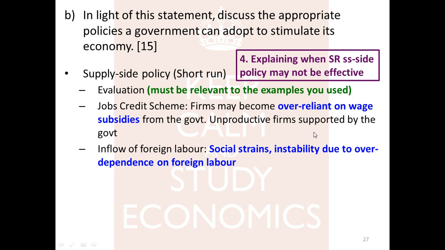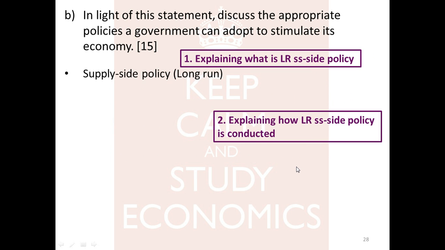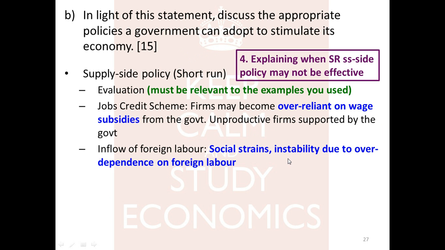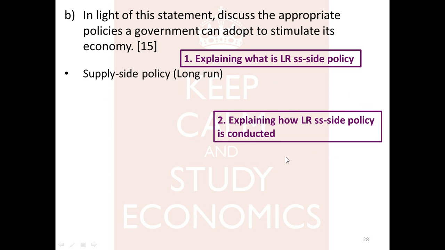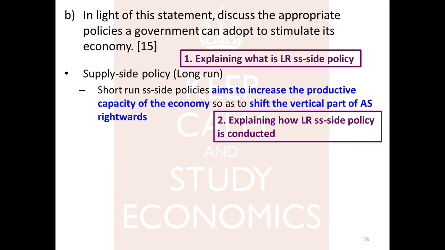Okay, foreign labor, the usual ones that you are familiar with: social strains, instability due to over dependence on foreign labor. Okay, once you have finished short run supply side policies, we can then move on to long run supply side policies. And what are long run supply side policies? Basically, it aims to increase productive capacity of the economy and to shift the vertical part of AS curve rightwards.